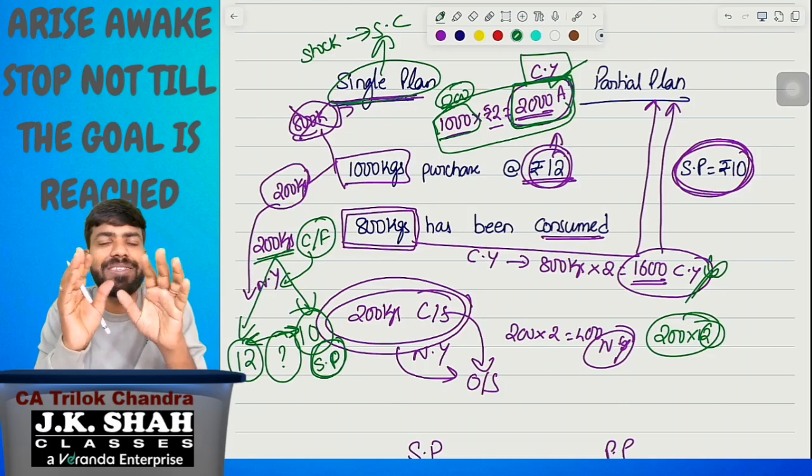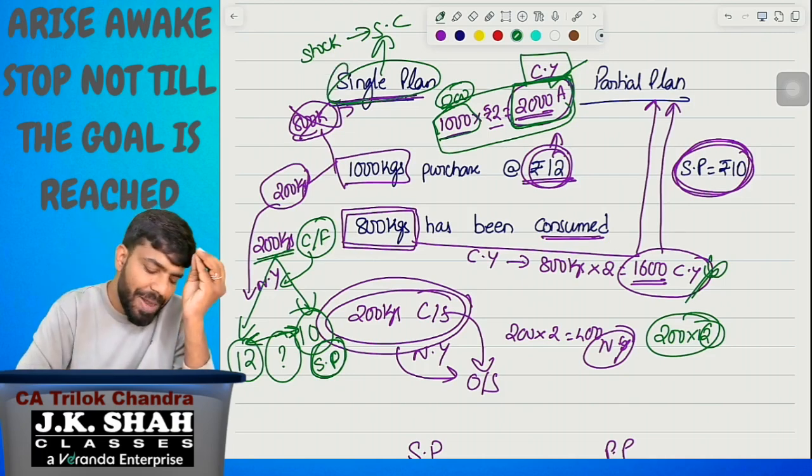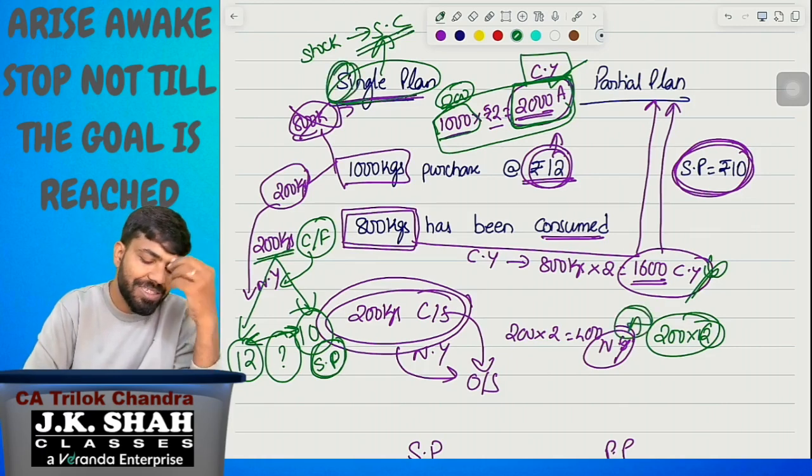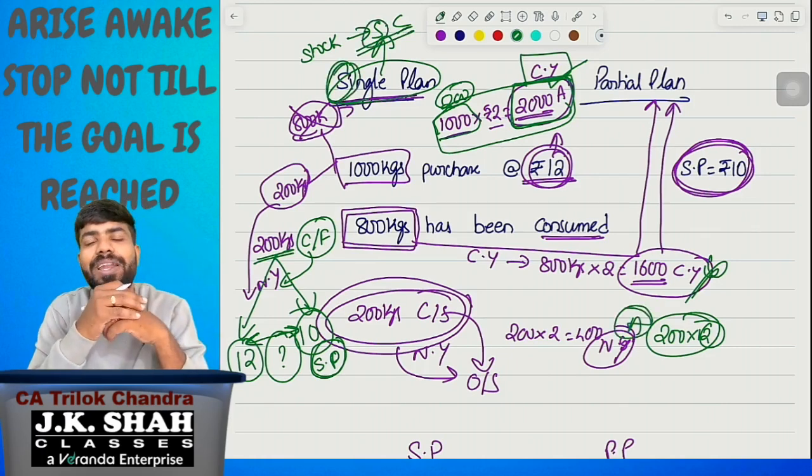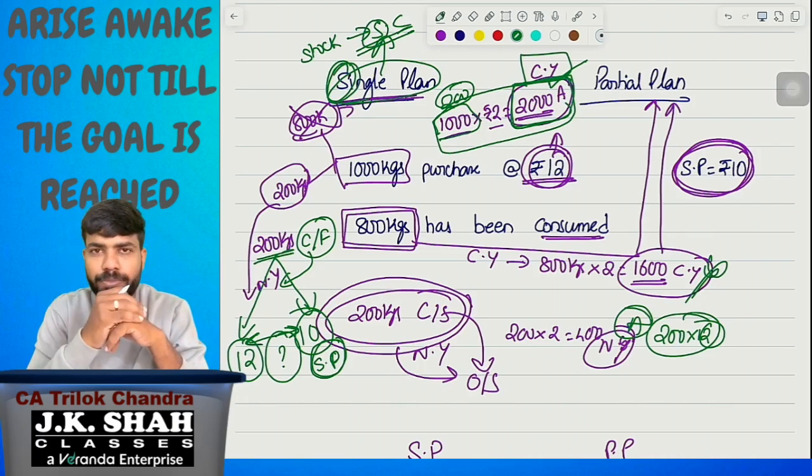So how to remember this? Just to give you a hint: single plan means standard cost, partial plan means actual cost. Single plan, yes, standard cost, yes. If the management is following the single plan, evaluate the closing stock using standard cost. Are you understanding, all of you?